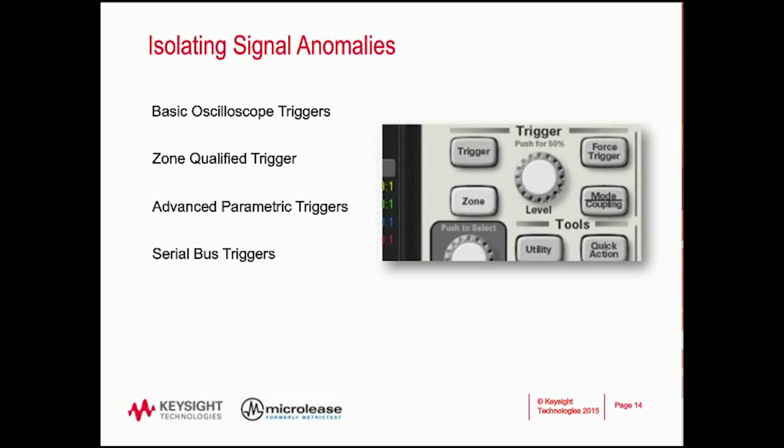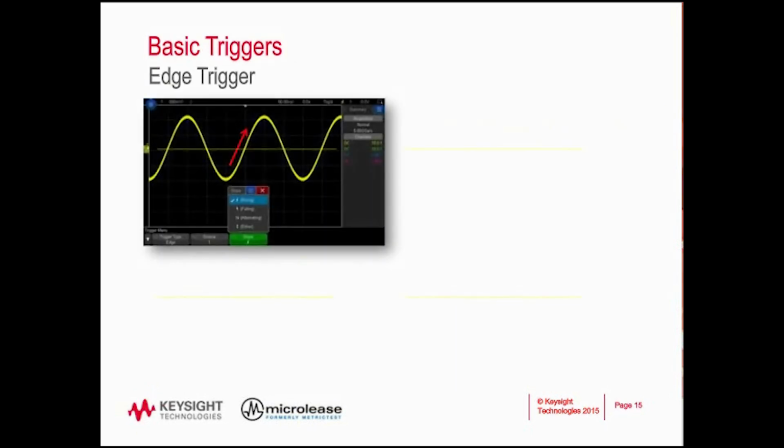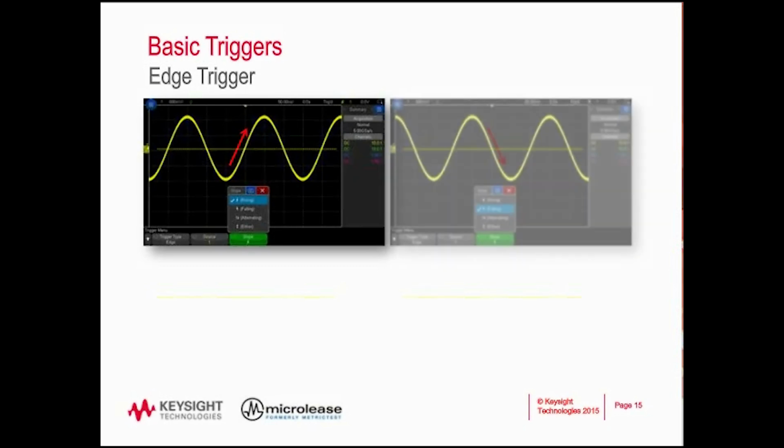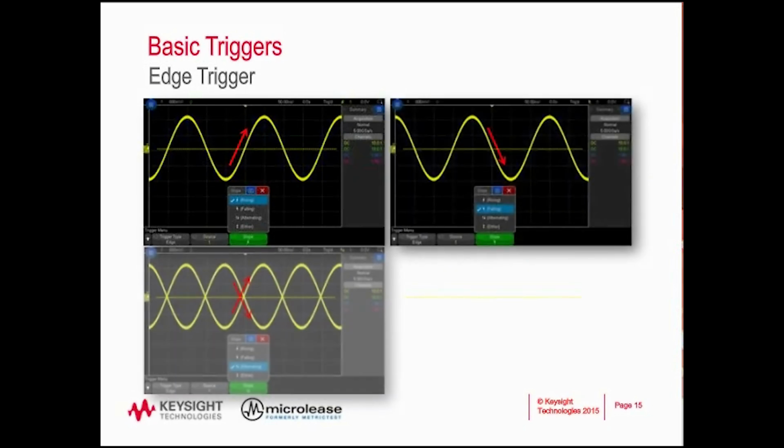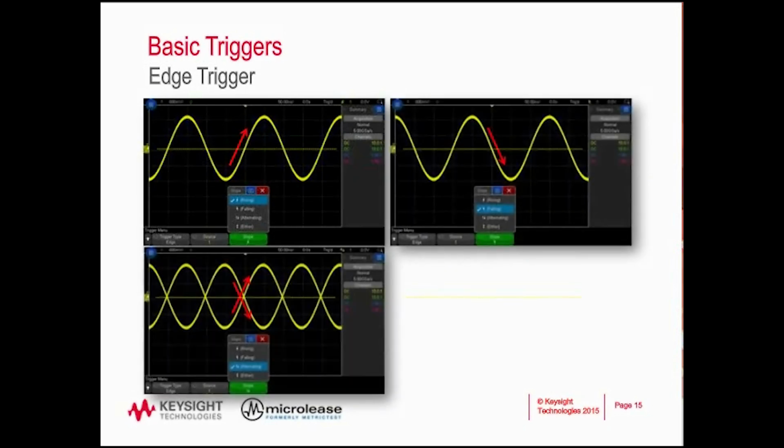So first, basic edge trigger, very simple. You define a voltage threshold. If a signal crosses that voltage threshold, it gets painted on the screen. You can choose a rising edge, a falling edge. You can choose alternating edges. So this is great for like double data rate clocking, where you want to see alternating rising, falling.